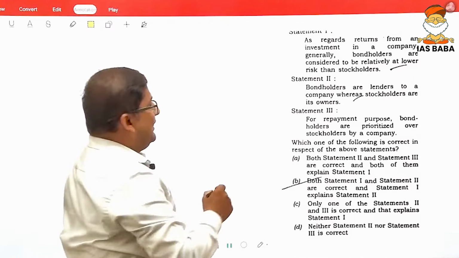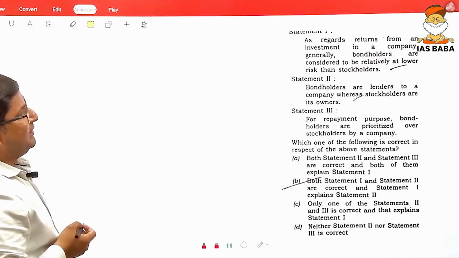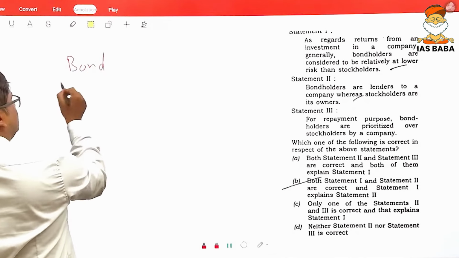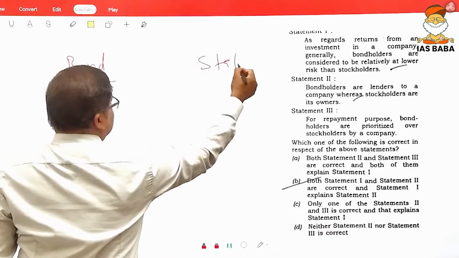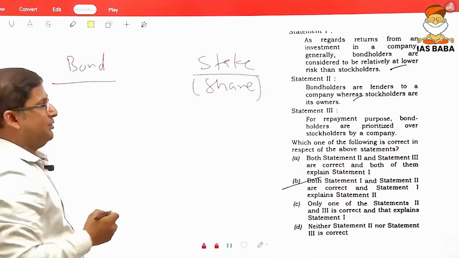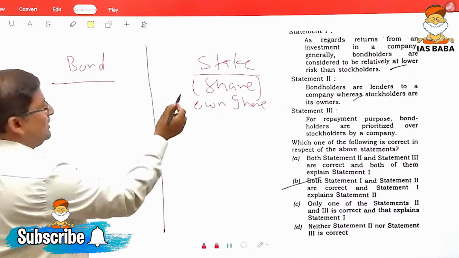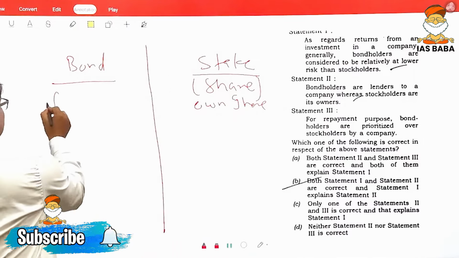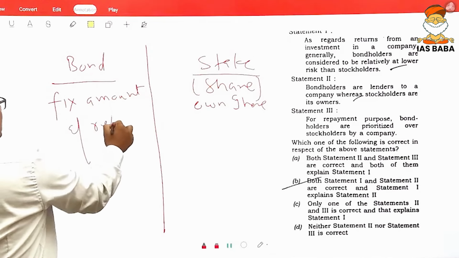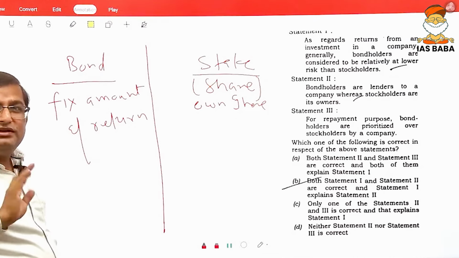See, as regards returns from the investment in a company, generally bondholders are considered to be at relatively lower risk than stakeholders. See, there are bondholders and there are stakeholders. Stakeholders means shareholders who own shares of the company. And the major difference between a bondholder and a stakeholder is, in a bond there is a fixed amount of return. A bondholder will get a fixed amount in return, whether the company is in loss or in profit, that doesn't matter.